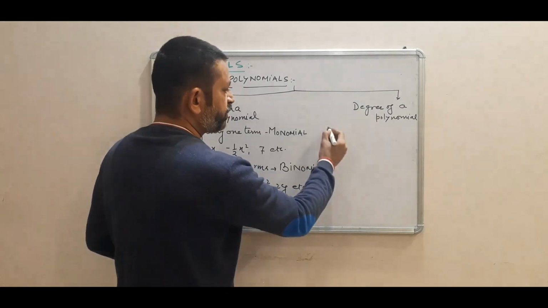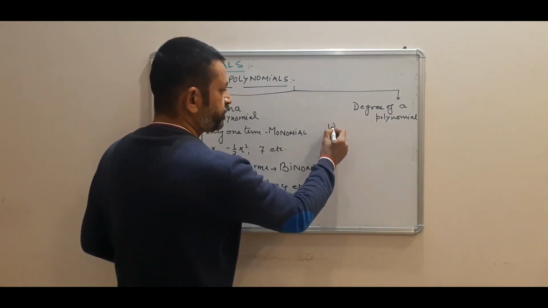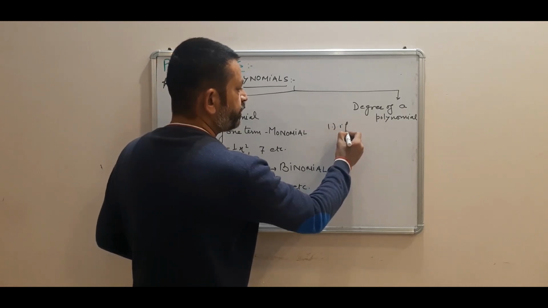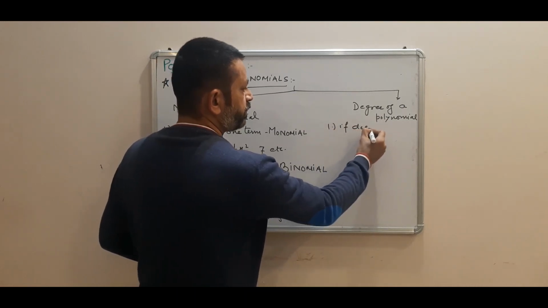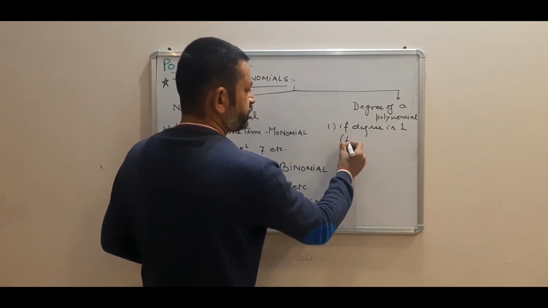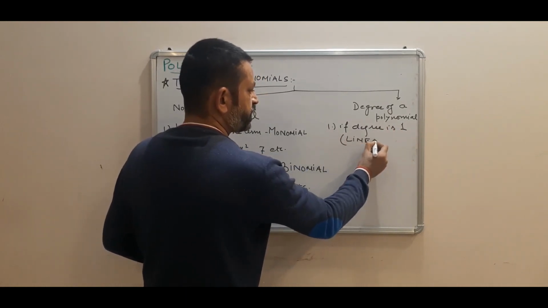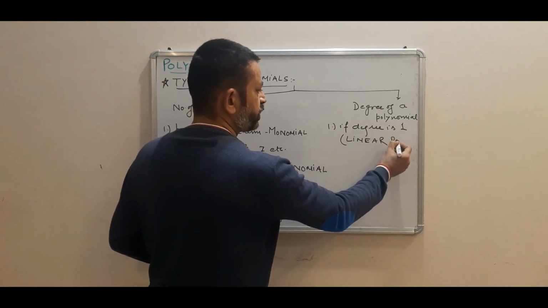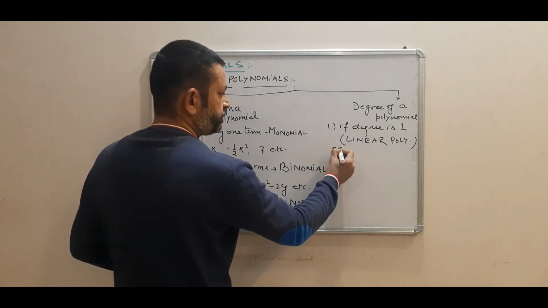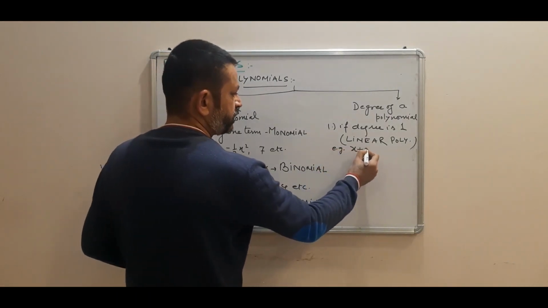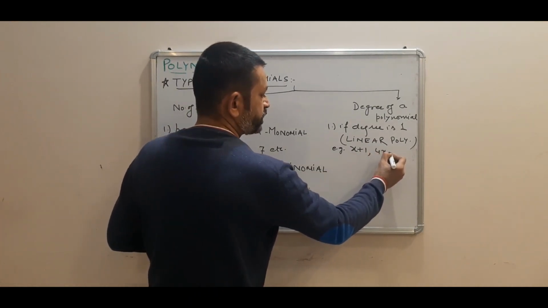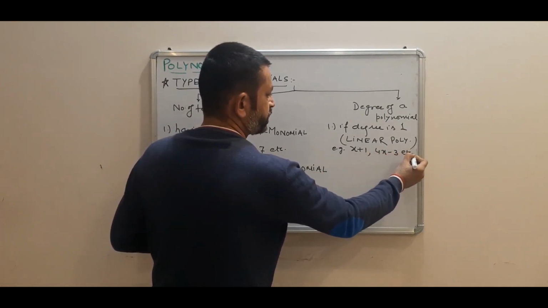Now, degree of a polynomial. First one is, if the degree is 1, it is known as a linear polynomial. For example, x plus 1, 4x minus 3, etc.